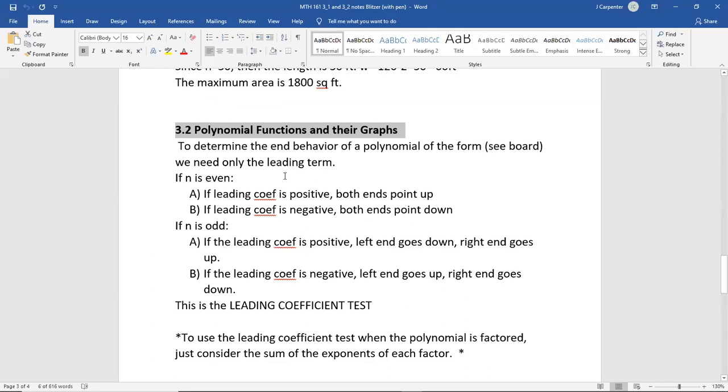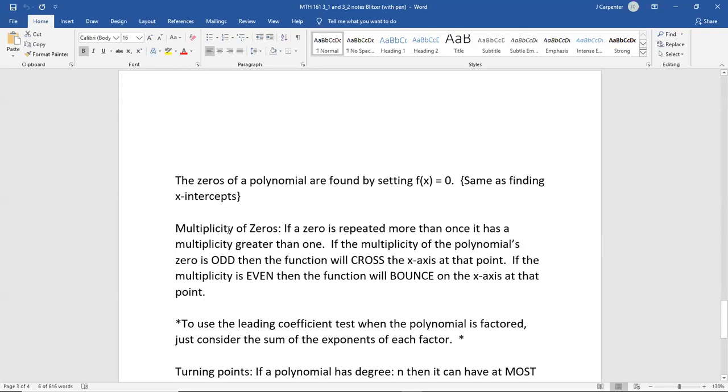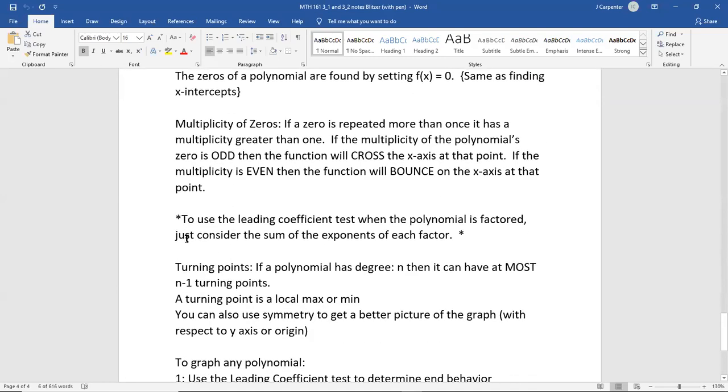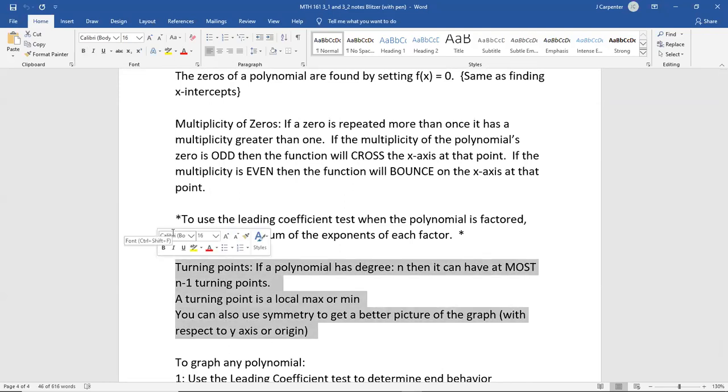So we had a few things to develop in order to build up to graphing. The first thing was the leading coefficient test, which we related to the graphs of x squared and x cubed. The next thing was the multiplicity of zeros, which we also related to the graphs of x squared and x cubed. So those are really potent graphs. And we left off here. We want to talk about turning points.